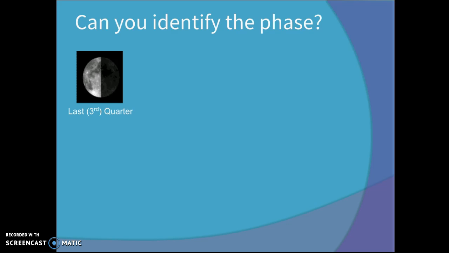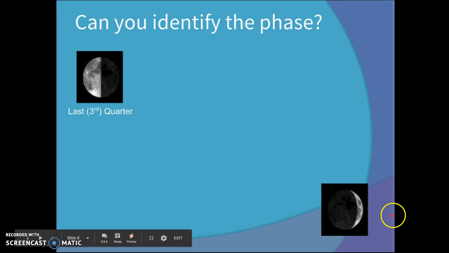It would be a third quarter or a last quarter, right? So it would be in its waning phase, the light is on the left, and it's halfway being shown, so it's a quarter moon. What about this one down here in the corner? This would be a waxing crescent. The light is on the right, so it's waxing, and it's a crescent moon.